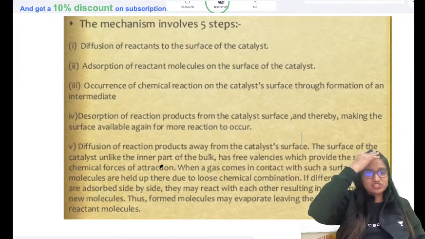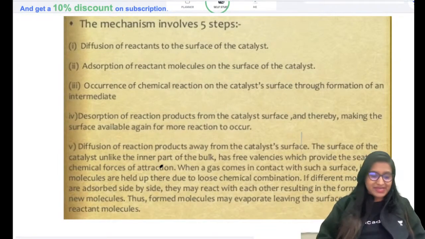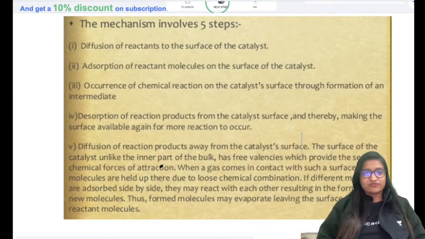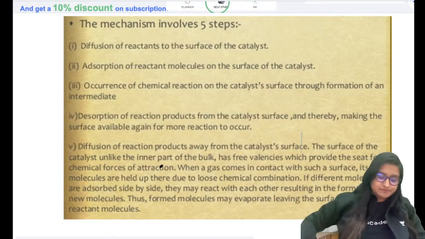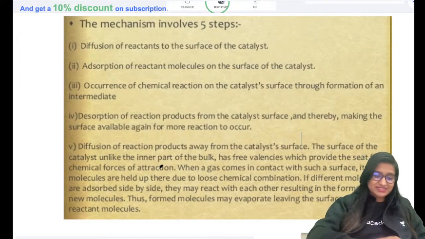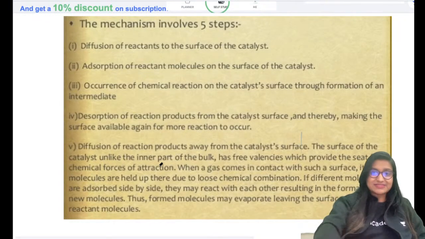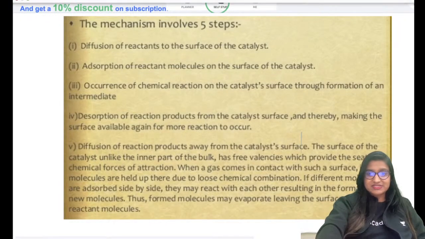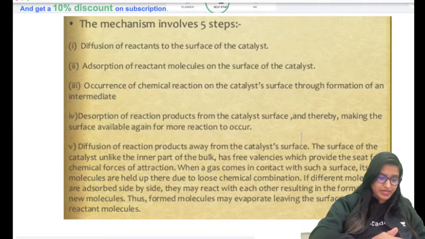The next thing which comes is the mechanism, which usually involves 5 steps. Now let's see what these steps are.